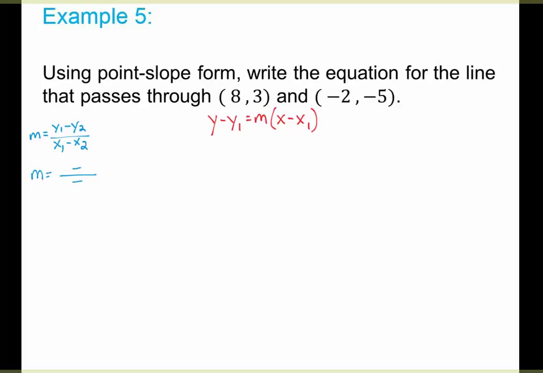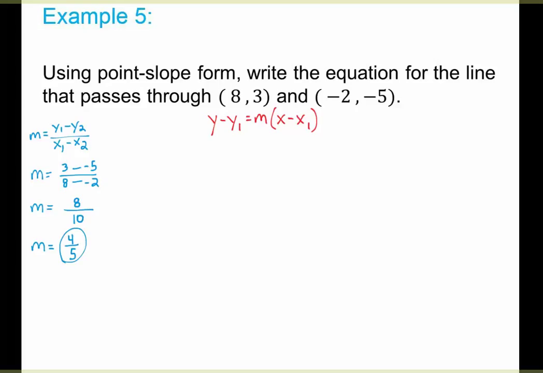And let's make sure we plug everything in correctly. Looks like my y sub 1 is 3, and my y sub 2 is negative 5. Looks like my x sub 1 is 8, and my x sub 2 is negative 2. So when I simplify this, 3 minus negative 5 is going to be 3 plus 5, which is 8. And then 8 minus negative 2 is going to be 8 plus 2, which is 10. And then you definitely want to simplify that as well. So 8/10 is reduced to 4/5. Notice that's going to be my slope.